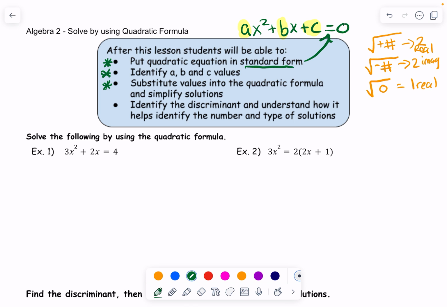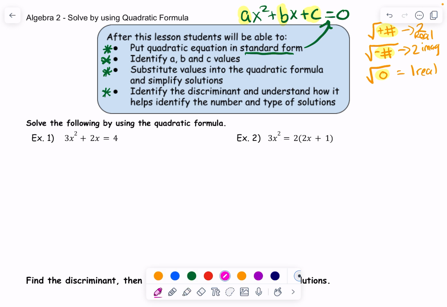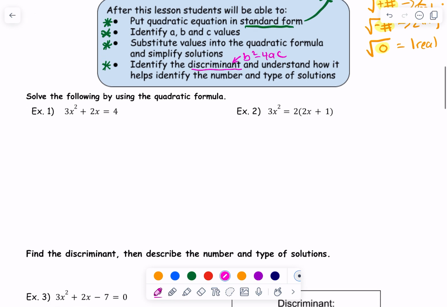Then I also want you to be able to identify the discriminant. The discriminant is only what's underneath the radical, the part of the quadratic formula that is underneath the radical. So when we talk about the discriminant, we're talking about b squared minus 4ac. Just that. Those are the things I want you to be able to do.